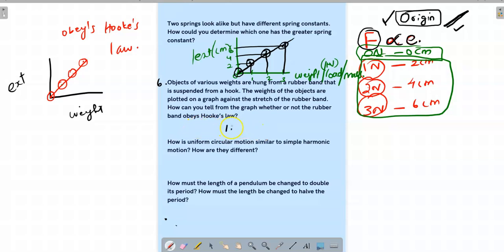The line starts from the origin and the line is straight.